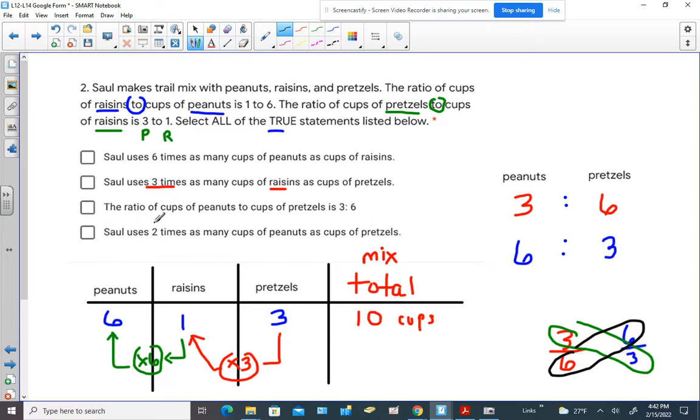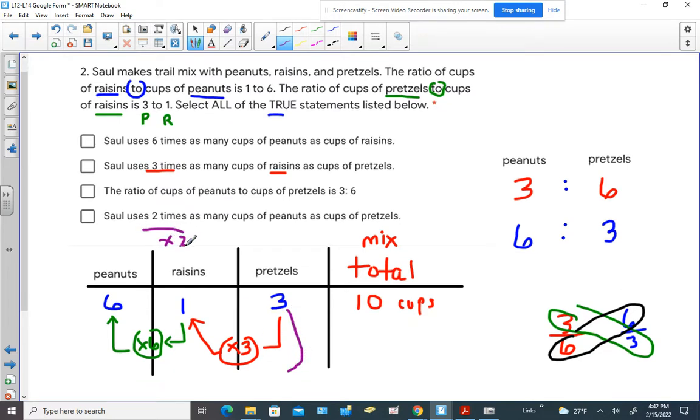All right, so let's look at the next statement. Saul uses 2 times as many cups of peanuts as cups of pretzels. So what that's saying is take your pretzel number. 2 times means times 2. You're going to take that pretzel number, multiply it by 2, and we're going to check to see if that number gives us the peanut number. Does this times this equal that blue number right there? True or false, right? Because if it's true, then you're going to check that box.